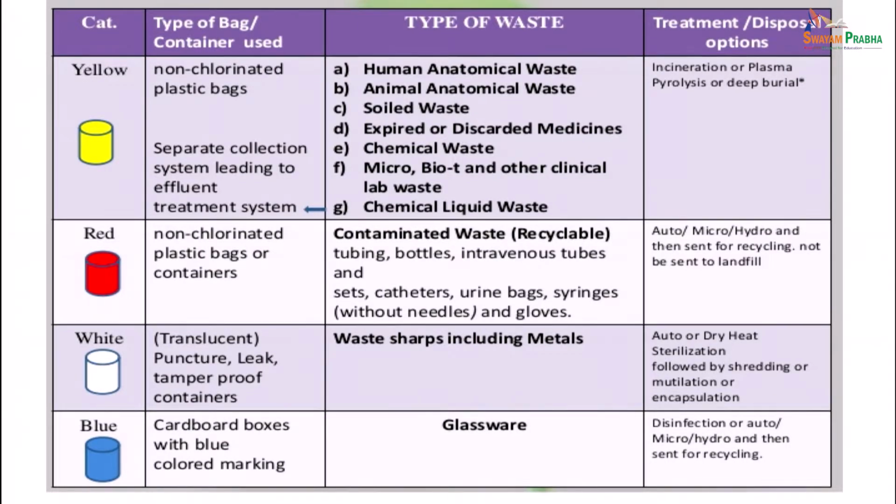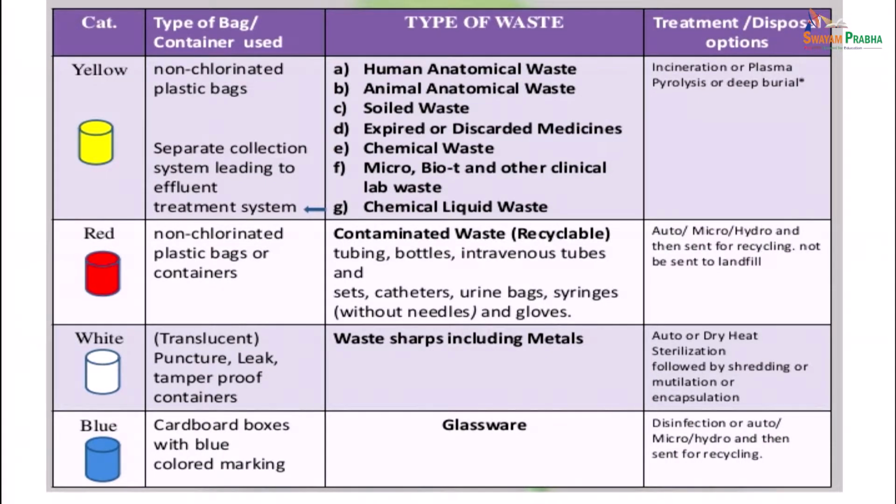The rest of this which has been collected in the yellow bag needs to be incinerated, or plasma pyrolysis is done, or deep burial is done. Incineration is very high temperature oxidation and gives a complete destruction of the waste. While in plasma pyrolysis very high temperatures are there, but methane gas and other gases, carbon monoxide and others are produced which finally need to be destroyed.